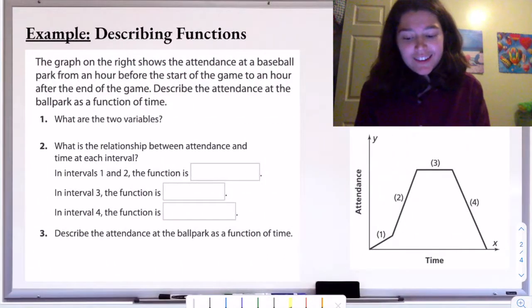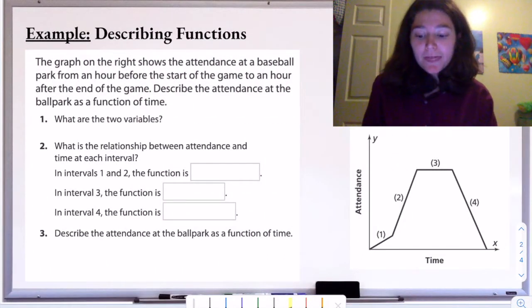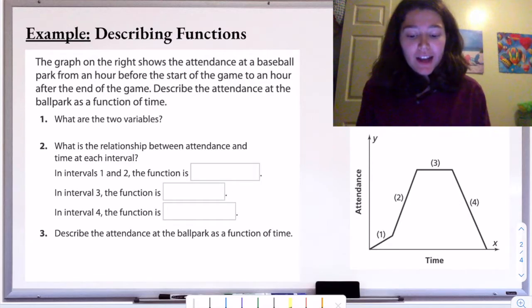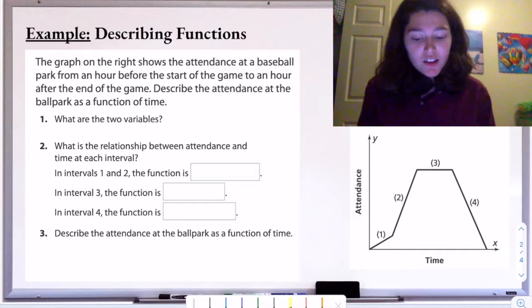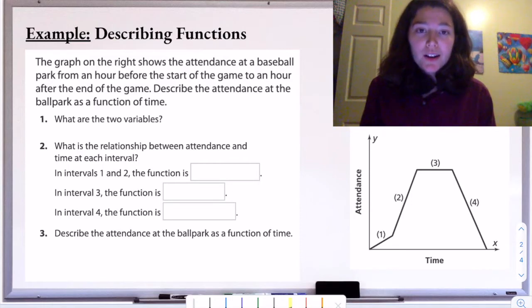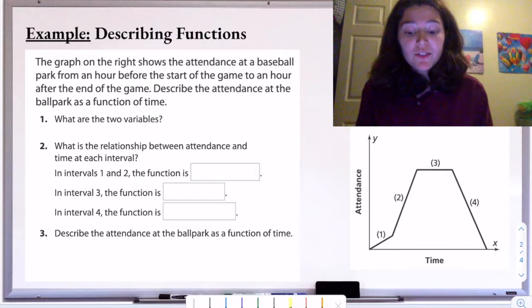All right, so let's take a look at an example. Here we have that the graph on the right shows the attendance at a baseball park from an hour before the game starts to an hour after the end of the game. Describe the attendance at the ballpark as a function of time.